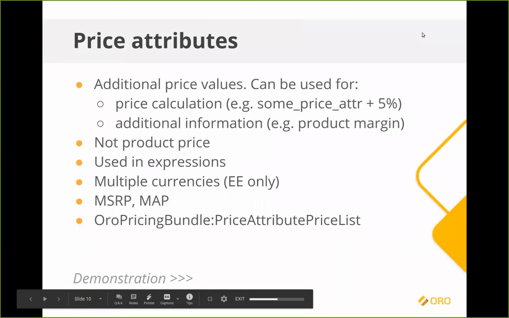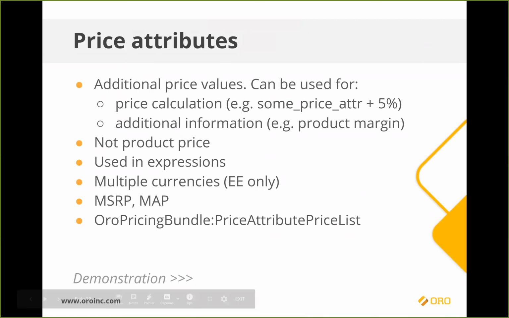Next interesting and important thing is a price attribute. A price attribute is an additional price-like value, which is not a real price. It's often used in rules to automatically calculate some prices. For example, we have some kind of price attribute, for example MAP or MSRP, and we want to add an additional margin, let's say 5%. In this case, it's a great example of using price attributes. Or it can be the margin itself, like adding $1, $2, or $3 on top of the main price and so on.